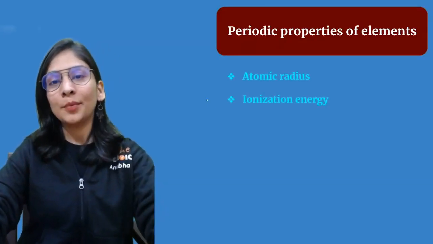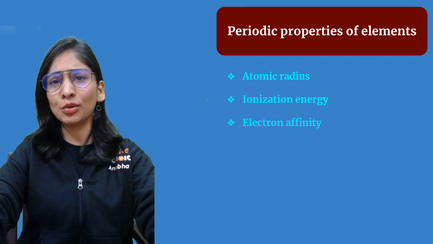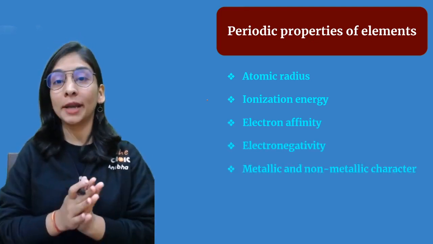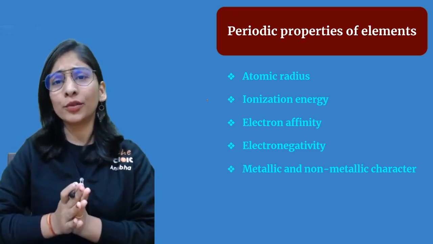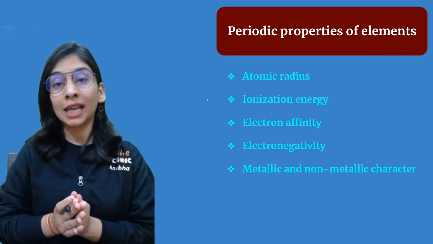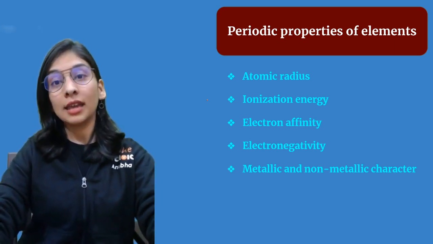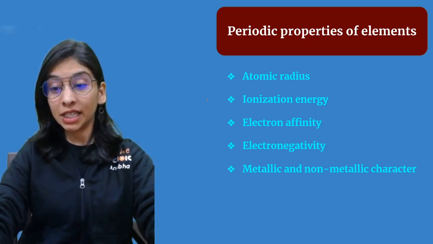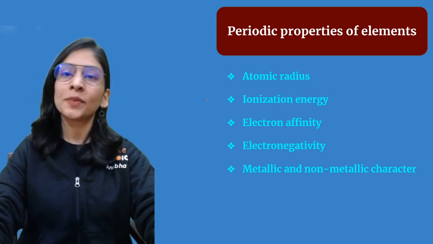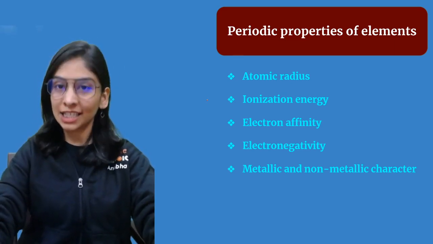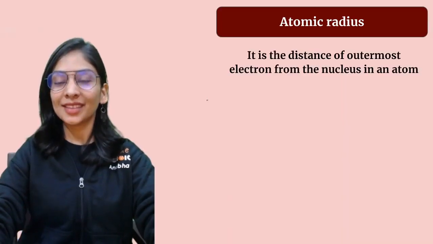Now, as the periodic table pretty much makes sense to all of you, this is the time to know about a very important topic, that is the periodic properties of elements in detail. How atomic radius, ionization energy, electron affinity, electronegativity, and metallic and non-metallic character change in a period or in a group. So are you all ready? Let's not wait anymore. This is it.